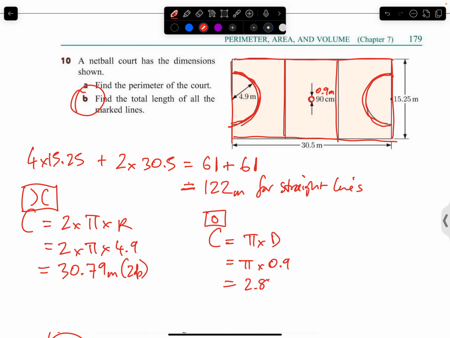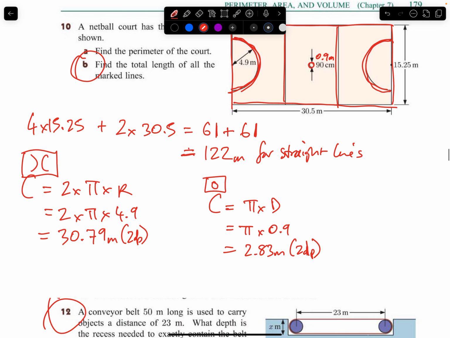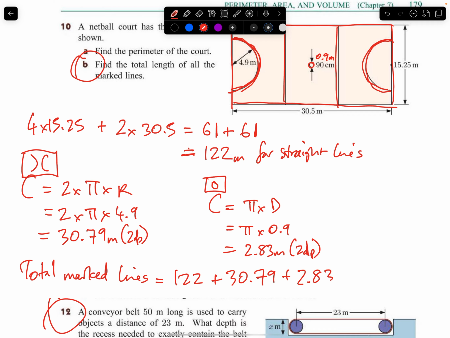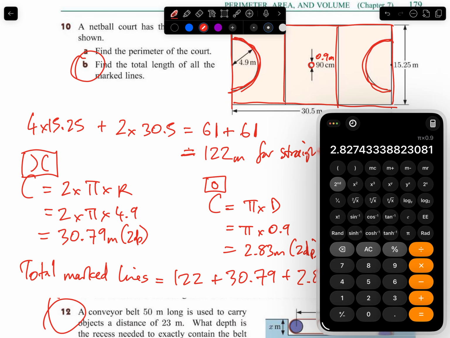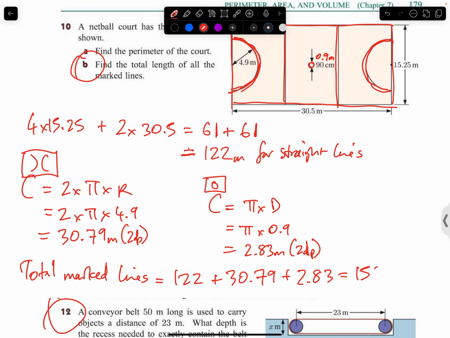So total marked lines equals 122 plus 30.79 plus 2.83, which is 155.62 meters for B.